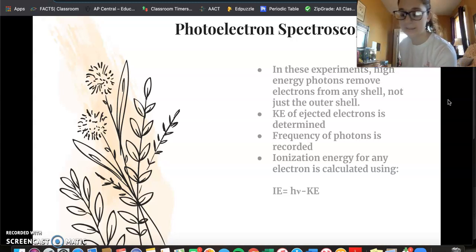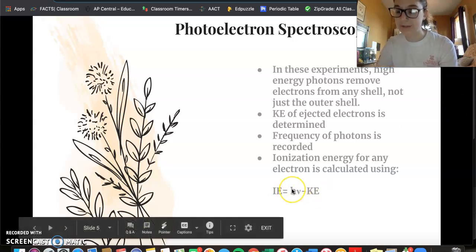When the photon is absorbed by the electron, it provides the energy required to eject the electron from the atom, which is the ionization energy, plus the kinetic energy associated with its velocity after it has left the atom. The ionization energy for each ejected electron can be calculated by subtracting the kinetic energy of the ejected electron from the energy contained by the photon, which is h times the photon's frequency. So ionization energy equals Planck's constant times frequency, minus the kinetic energy of the electron.